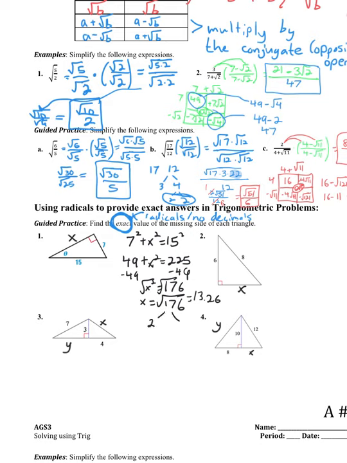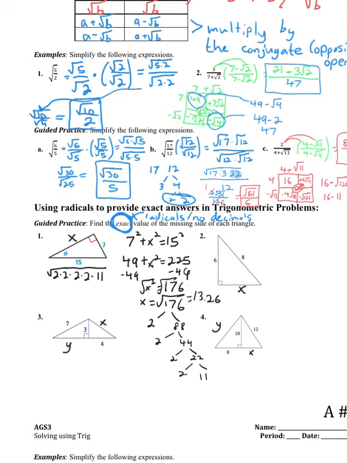So I'm going to divide by 2. 88. Divide by 2 again. 44. Divide by 2. 22. Divide by 2. 11. So in reality, the square root of 176 is really 2 times 2 times 2 times 2 times 11.